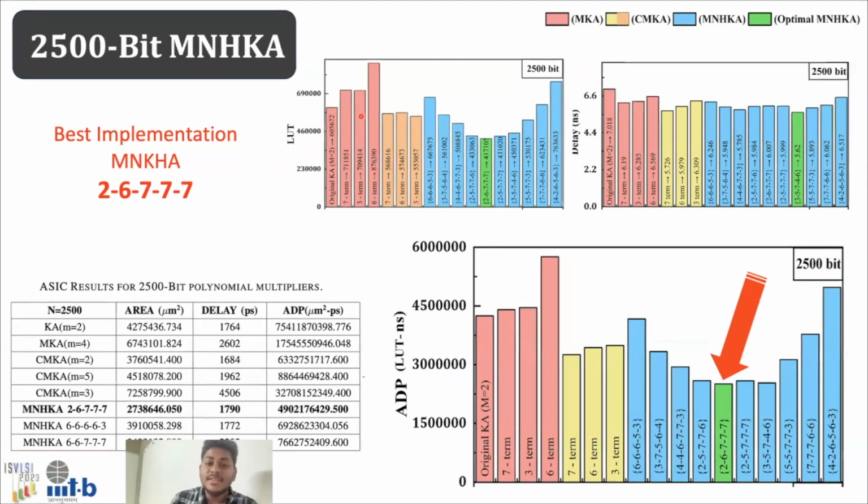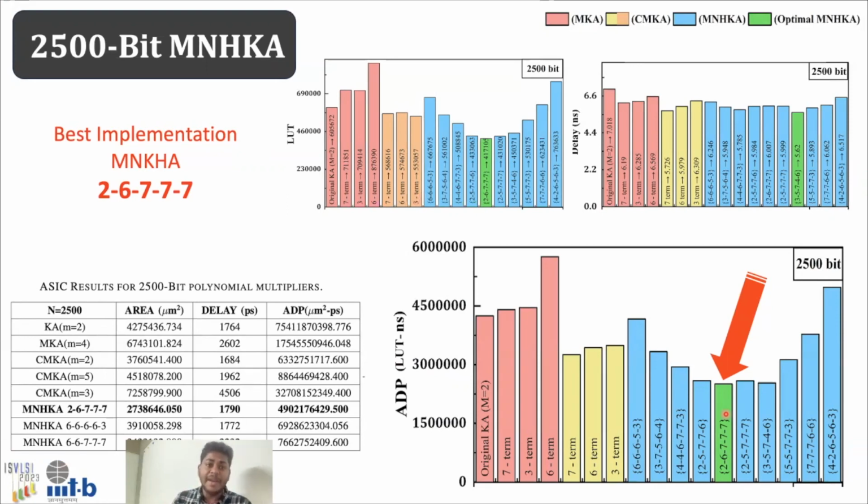These red graphs showcase the M-term Karatsuba, that is the normal Karatsuba without schoolbook at the end. And this orange and yellow showcase the CMKA multiplier, that is Karatsuba with schoolbook. And these blue color bars showcase the proposed M-term non-homogeneous hybrid Karatsuba multiplier for different corner cases. And this green bar showcases the best implementation for this 2500 bit.